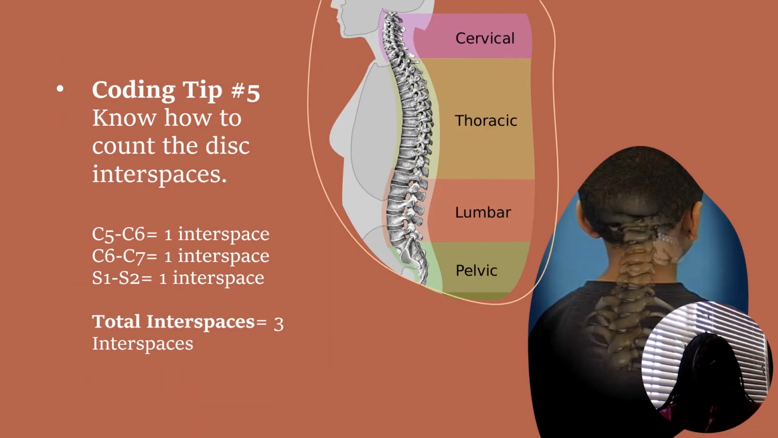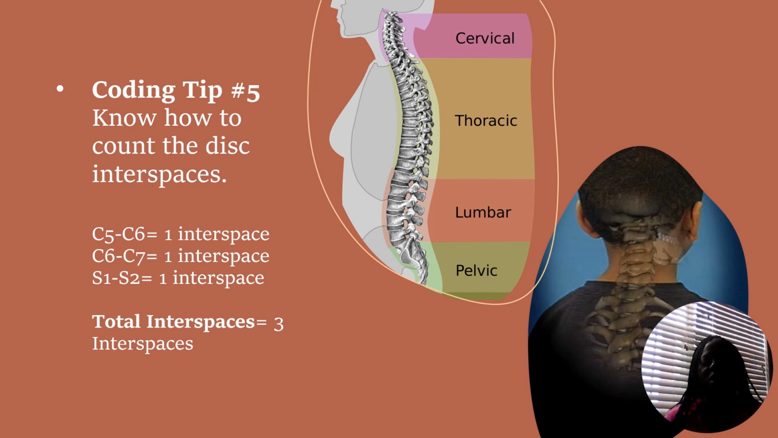All right, tip number 5, know how to count the disc interspaces. Okay, so we see the C5 through C6, which represents the cervical disc for C5 and C6. Then we have C6 through C7, and then S1 and S2. And so the dash represents the interspace between each disc, right? As you can see here, I'm pointing, but you can't see it, right? So C5 and C6 is one interspace. C6 through C7 is an additional interspace, and S1 and S2 is an additional interspace.